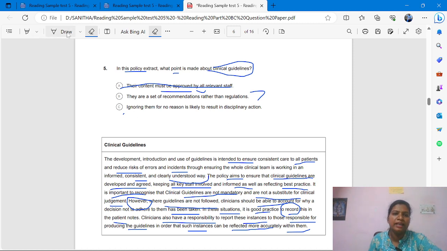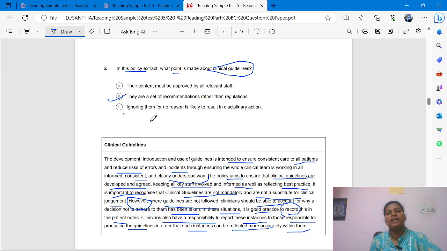So then what will be the answer? The correct answer is option B. Are you getting the answer? Okay, this is a recommendation, not a regulation. See, here it is clearly said, it is not mandatory. Okay, then B is the correct answer.